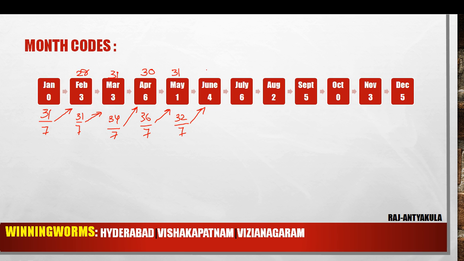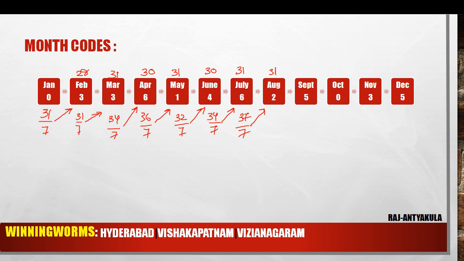June has how many days? 30 days. 30 plus 4, how much? 34. When 34 is divided by 7, what is the remainder? 6. So 6 is the month code for July. July has how many days? 31 days. 31 plus 6, how much? 37. When 37 is divided by 7, what is the remainder? 2. So 2 is the month code for August.